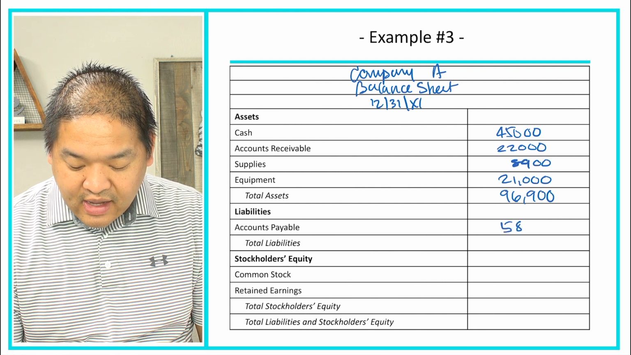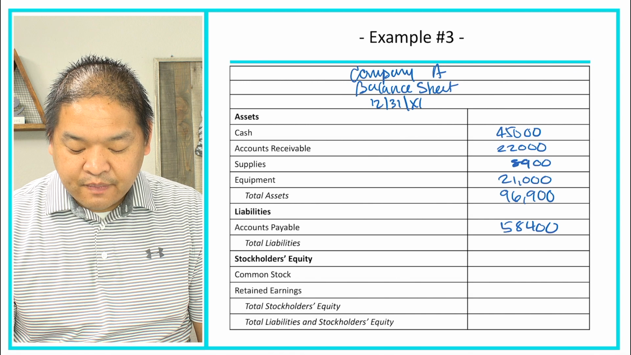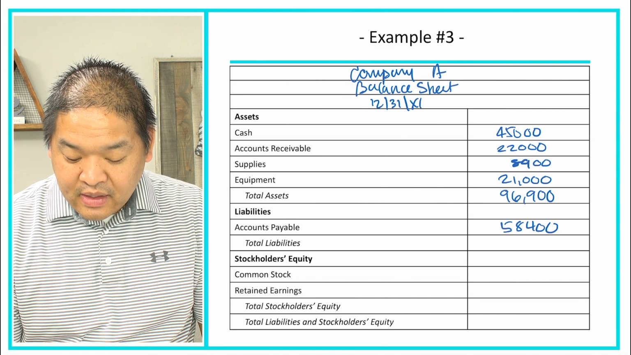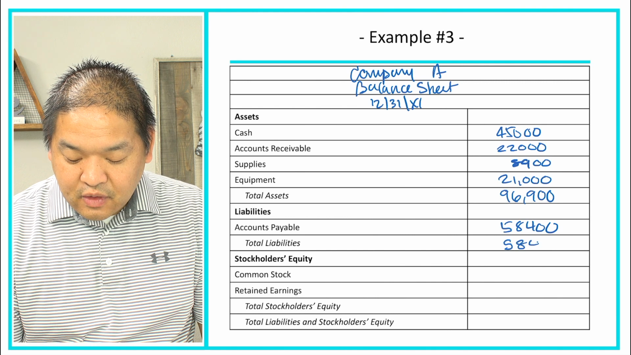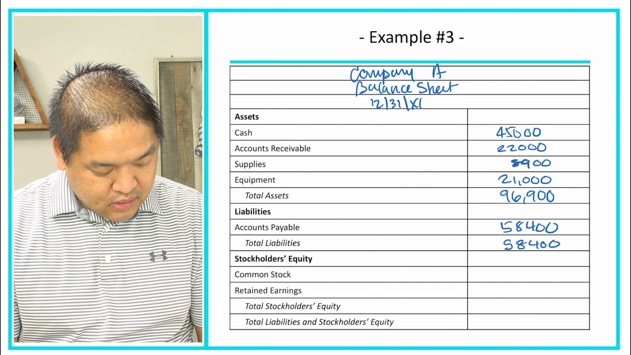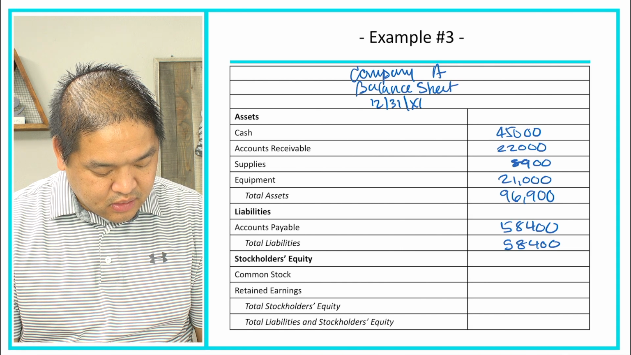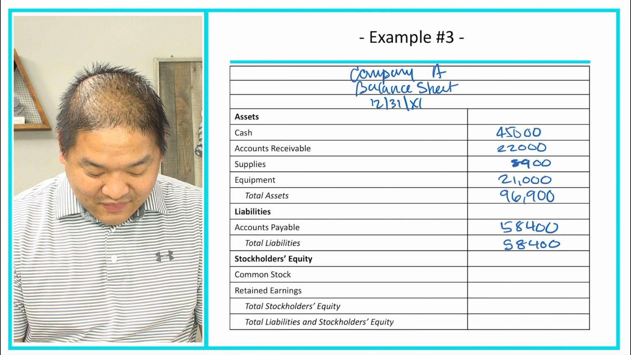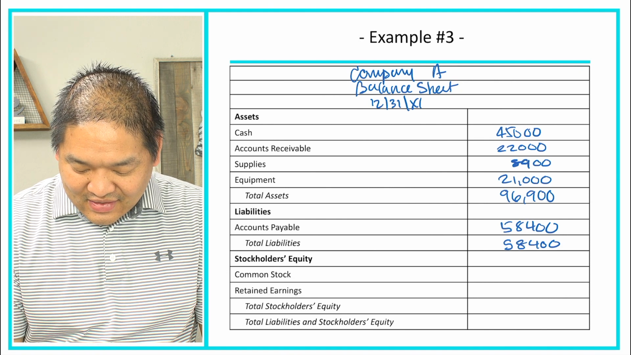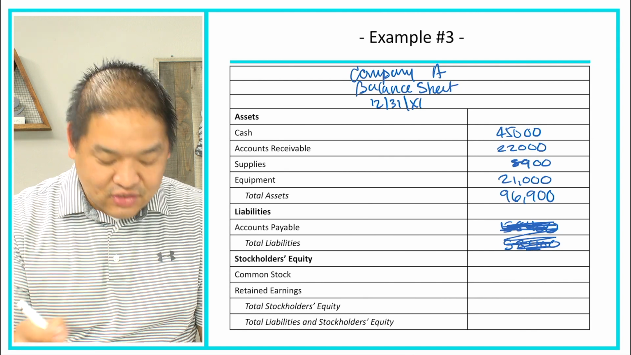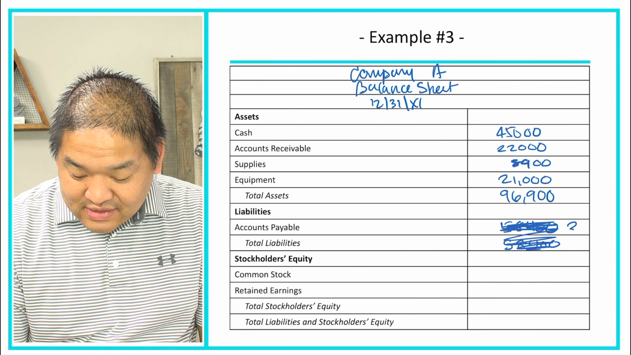So our total liabilities, that's it. We don't have any other liabilities, is going to be $58,400. Oh, sorry. I'm looking at the wrong example here. The liabilities, the accounts payable is not 58. That used to be the right answer. Now that's not. It's 36,900.